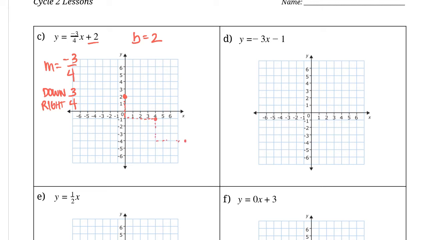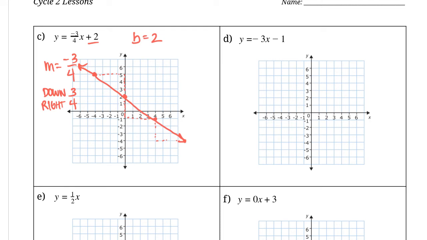Oh, the point's going to be something like that, right? Somewhere over there. And if I switch the directions to make it go the other way, I can go up 3, left 4. And I end up there. So if I connect these points up with a ruler, I'm going to get a line that looks something like that. Okay?